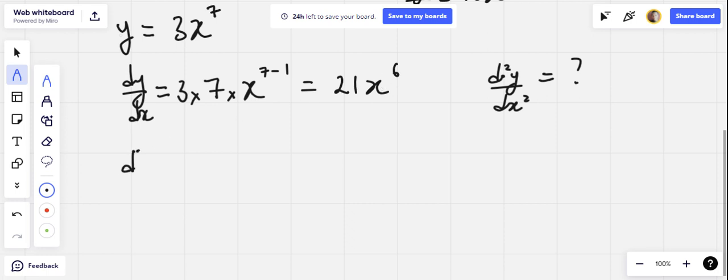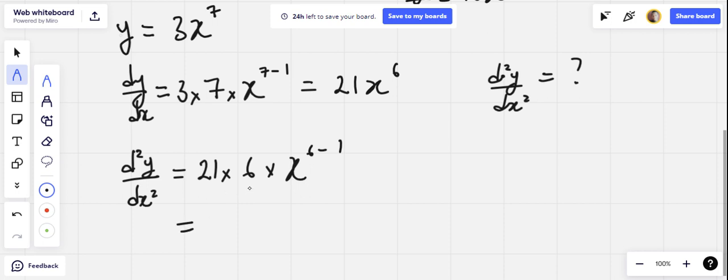So the second derivative or second differentiation will be equal to, you come here, our a, the coefficient of x, is 21. 21 times the power of x, which is 6, and then times x raised to the power of 6 minus 1. So 6 times 21.